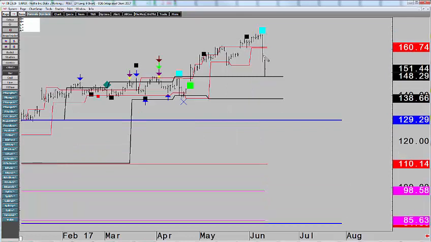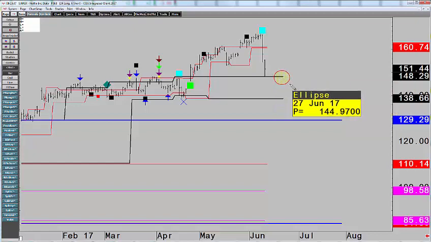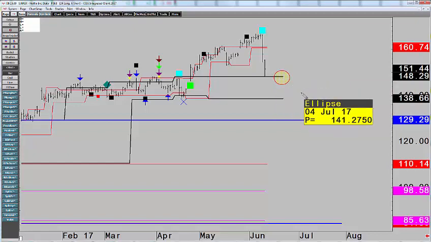broke through daily support on Friday. We had a slam dunk. It very quickly went directly to the major weekly support. So that's held. That's a very important level. So 148.29. So things were coming together there that was connecting.